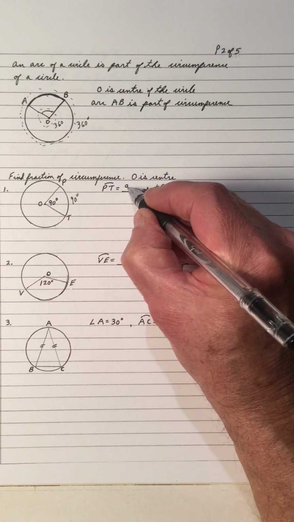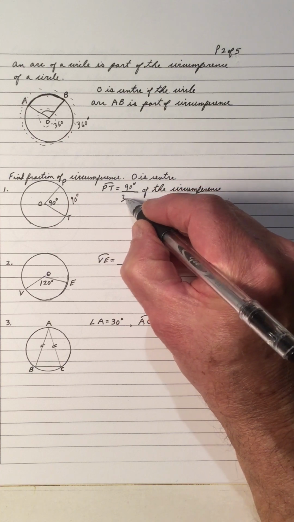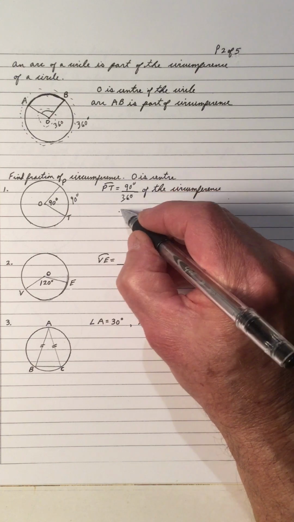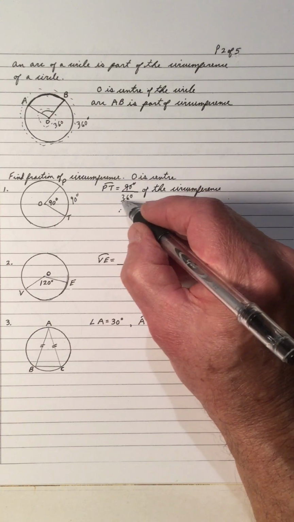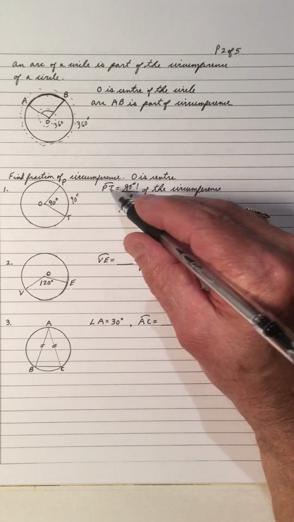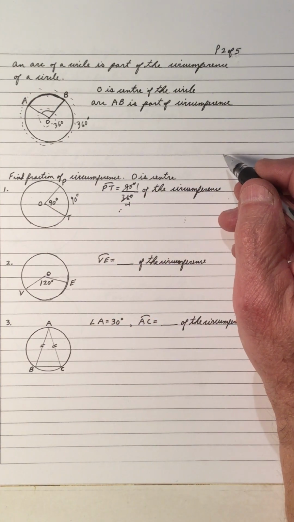So the arc PT is 90 degrees out of 360. So when you reduce it, 90 into 360 goes 4. So we have 1/4 of the circumference. The arc is 1/4 of the circumference.